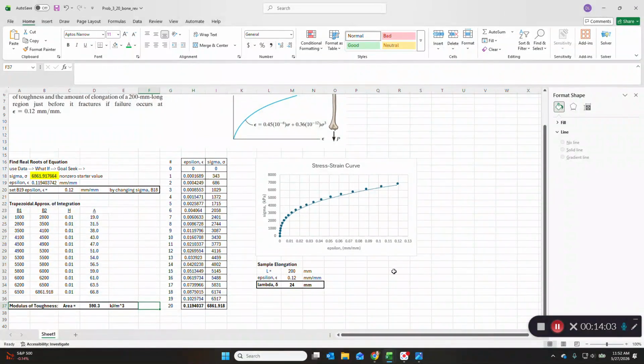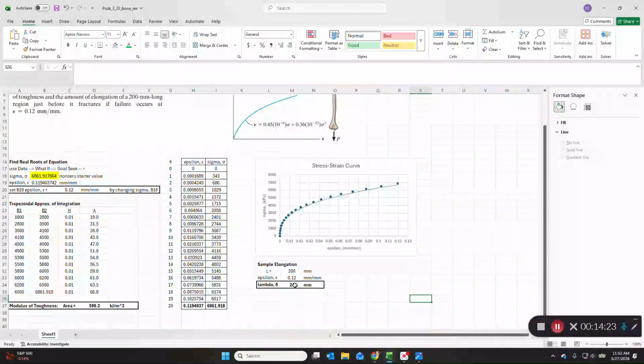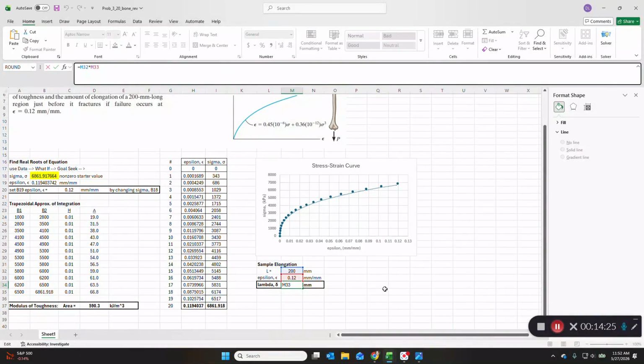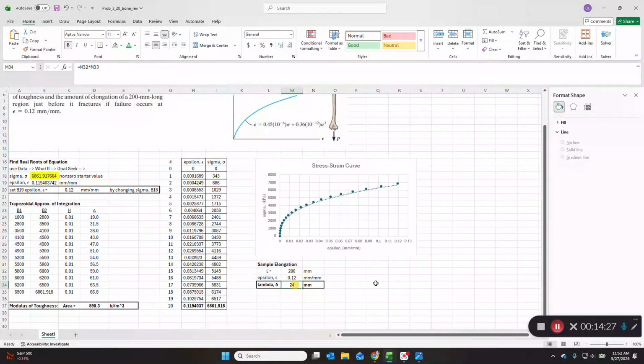So we're not getting our actual answer, but we're getting fairly close by summing the areas of the trapezoids underneath the curve. And then the second part of the question is, what's the sample elongation of a 200 millimeter region before it fractures and a failure occurs at epsilon 0.12. For that one, what you're doing is multiplying the two values together to get 24 millimeters of elongation.